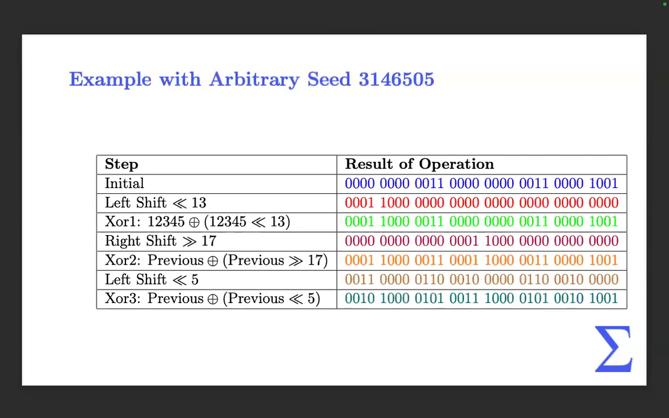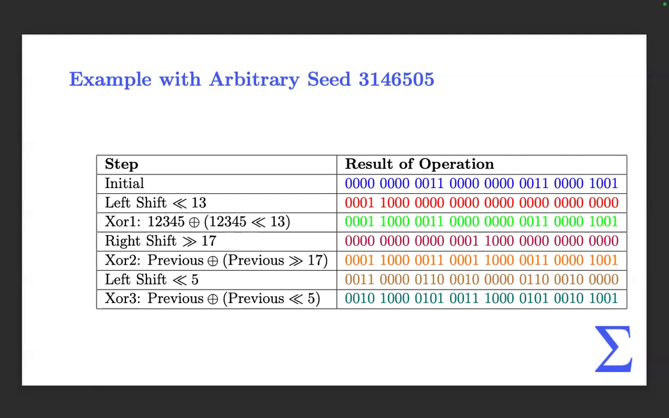So I chose the number 3146505, just why not? You start by converting it to binary, so that's that number right there. And then you take your left shift 13, which ends up making most of these 0 and some of these 1s. So then you do the XOR operator. The way that works is you compare any two bits. If these two are the same, then you put a 0. If these two are different, you put a 1. So by doing that, you get this next number, and then you just repeat that again.